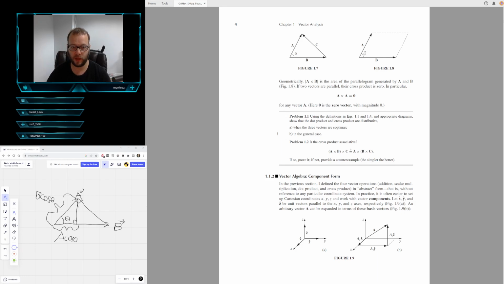So we have two problems. Using the definitions of equation 1 and equation 4 in the appropriate diagram, show that the dot product and the cross product are distributive when all three vectors are coplanar and in the general case. We can go through these problems later if people have questions about that. But let's move on into more vector algebra.